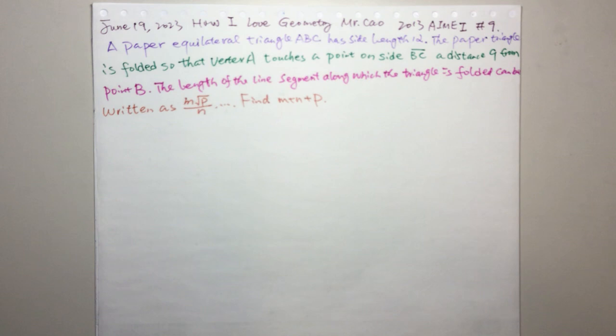I'm Mr. Cao. This problem is from 2013, AIME 1, problem number 9. A paper equilateral triangle ABC has side length 12. The paper triangle is folded so that vertex A touches a point on side BC, a distance 9 from point B.